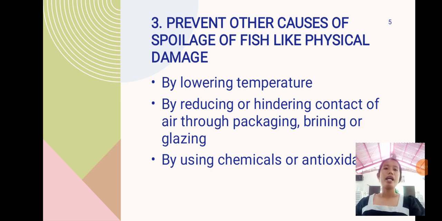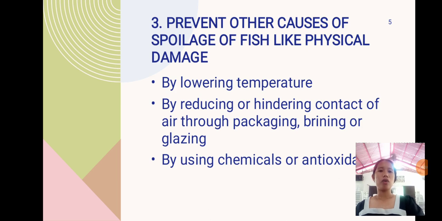So, next is by reducing or hindering contact of air through packaging, brining, or glazing. And next, by using chemicals or antioxidants. So, it is similar to the previous one, right? We use chemicals to better preserve the fish.